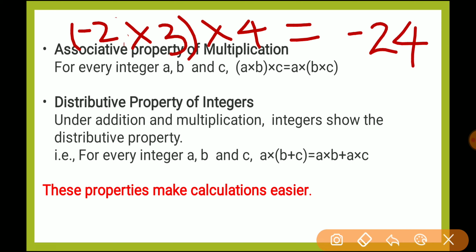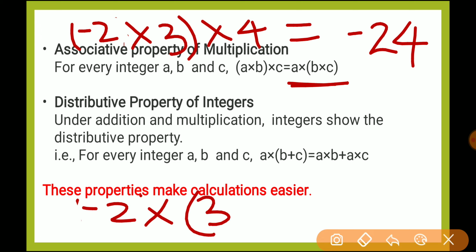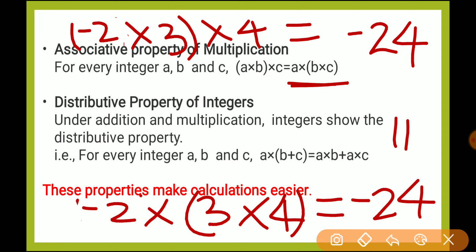This is your answer. Now let's verify for this side, a into b into c. So first you will write what is a here. We have taken minus 2 as a, so write minus 2, not in the bracket. Now next, b into c is in the bracket. So your b is 3 and your c is 4. Now multiply 4 into 3, 12, and 12 into 2, 24, with sign minus 24. Both are equal, so you can say that it is also true for associative property of multiplication.